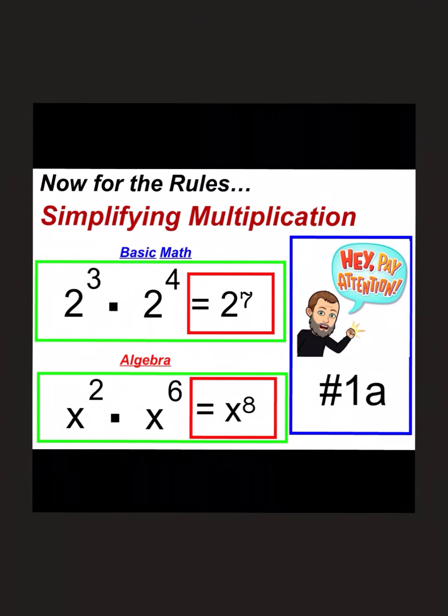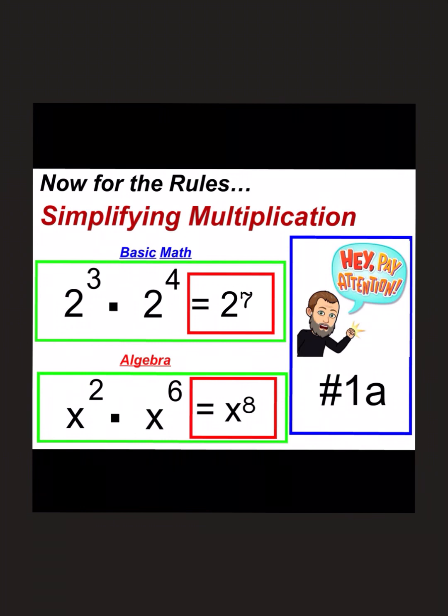Now below, in the algebra box, we're doing the same thing. The base value this time, instead of being 2, is the value x. Okay, so now we're using variables. The rules still work the same way. So when you have an x to the 2 power, and then you're multiplying it by an x to the 6 power, you end up getting x to the 8, because the 2 and the 6 combine together to make 8 through addition.